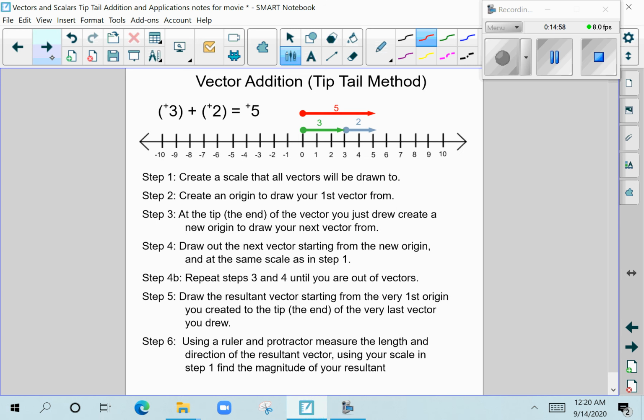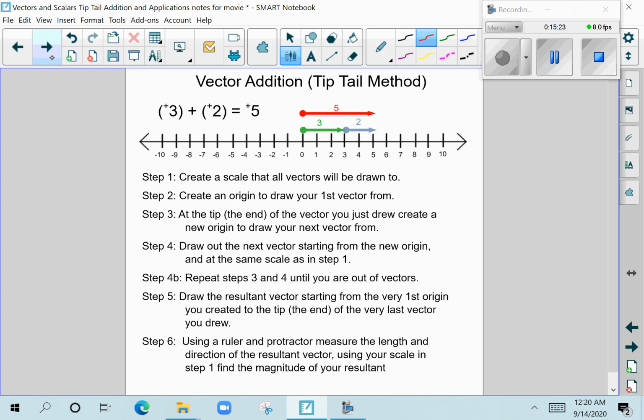When I add vectors, I'm really just going to be drawing out arrows, one right after the other. We call this the tip-tail method. The first thing we're going to have to do for our diagrams to make any sense is to have a scale. This is a proportion that all vectors will be drawn to for our problem. Every problem can have a different scale, but you cannot use different scales within the same problem.